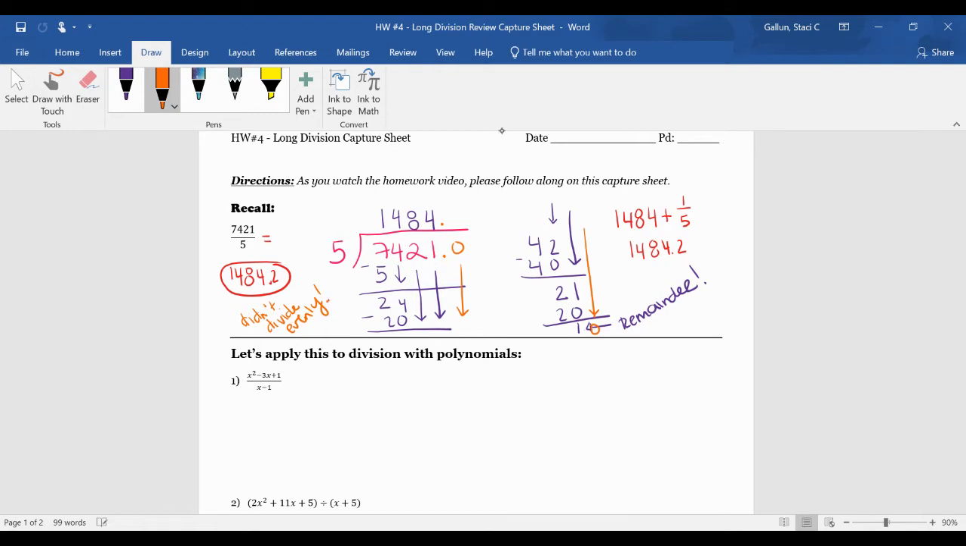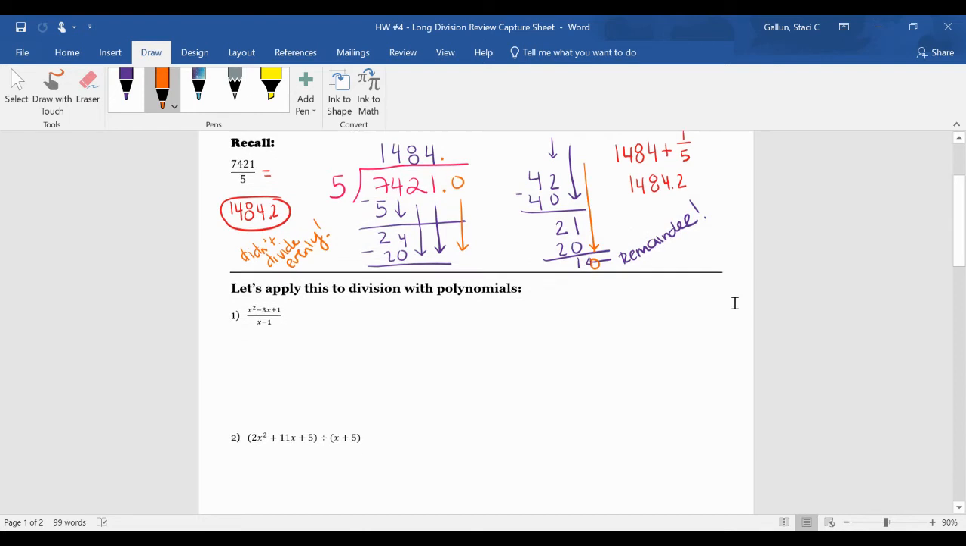If you take it back to what we've been talking about, we've been factoring. Is 5 a factor of 7,421? No, it's not a factor. If it didn't divide evenly, it was not a factor. Just like 2 is not a factor of 5: you get 2.5, it doesn't divide evenly. So let's see how this applies to division.